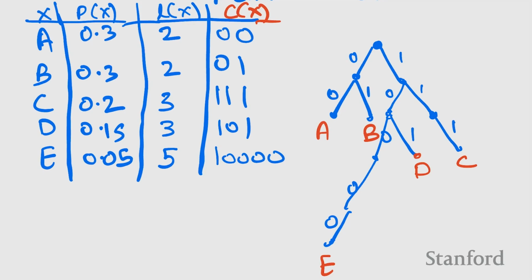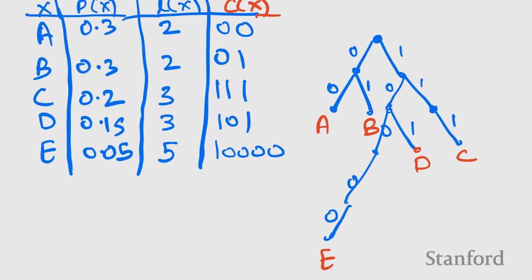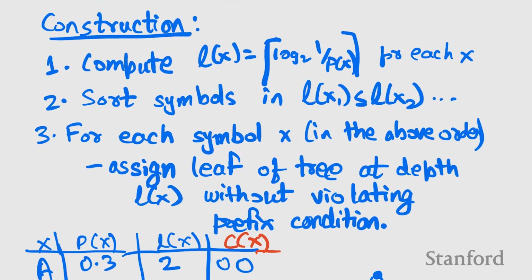Okay, so now show that this construction. So if you read this construction carefully, what you will observe is step 1 is obvious, there is nothing there. Step 2 is obvious, you can always sort things. Step 3 depends on the fact that when you're trying to assign a leaf, there should be a leaf available. If there is no leaf available, then you can't assign anything, right?